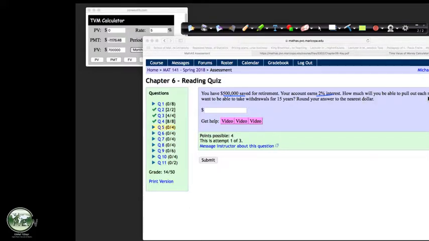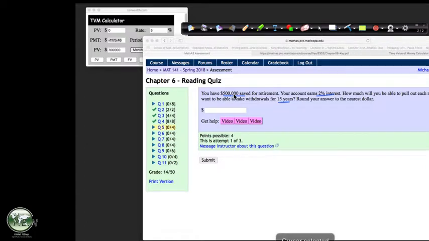How much will you be able to pull out each month if you want to be able to take withdrawals for 15 years? So this is really cool. This is another use of the TVM solver. We can see if I got a chunk of money, how much can I get out each month? And I'll show you two ways. I'll show you the way the question's asking it to be done, and I'll show you the way that I would, I think for your own safety, this is the other way you should do it.